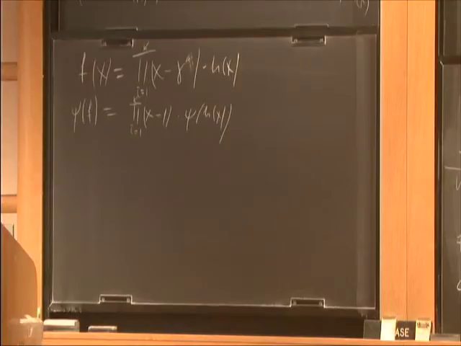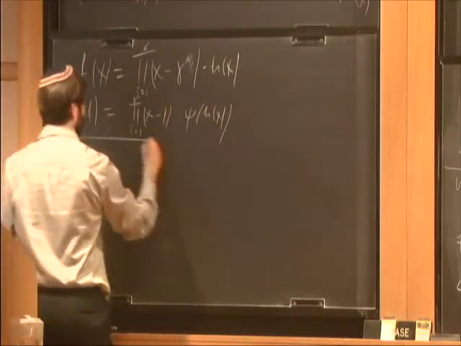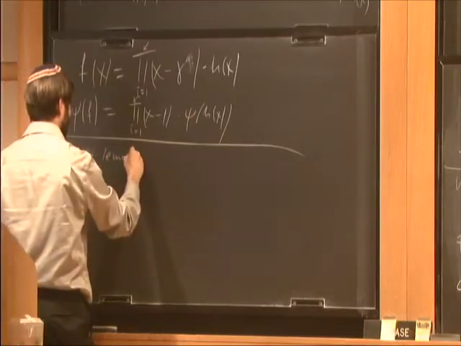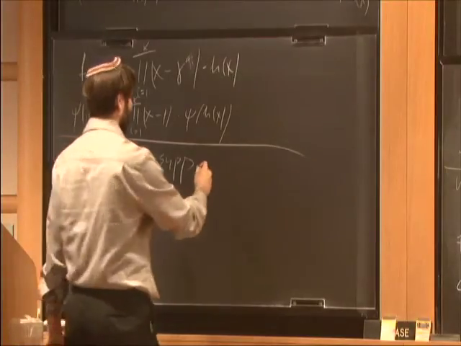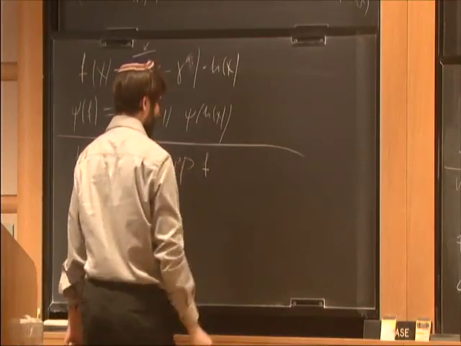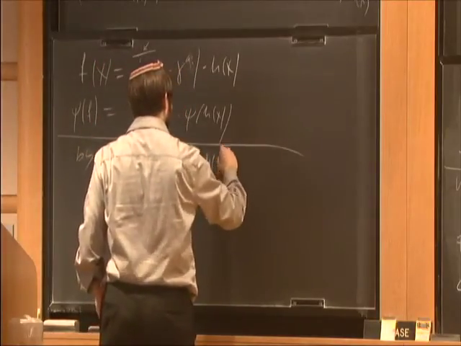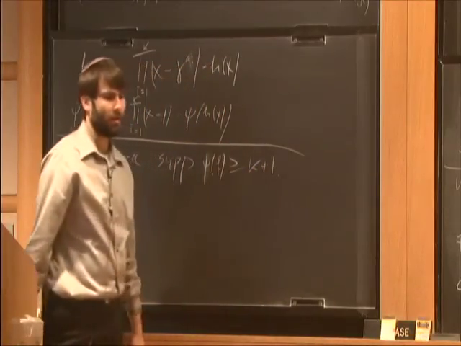Because if f has k zeros, then by the lemma, the support of phi of f is greater or equal than k plus 1. And we are done.